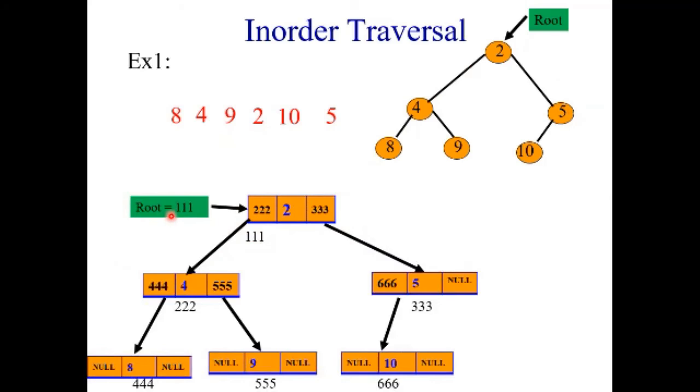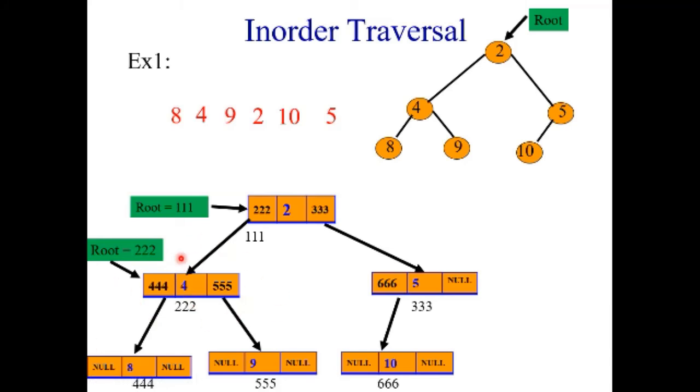If root is equal to null? No, it's not equal to null. Yes, root is not equal to null. If so, what do we do? You have to visit the left subtree, by passing the left child address. What is the left child address for node number 2? That is 222. That's what the root becomes: 222.